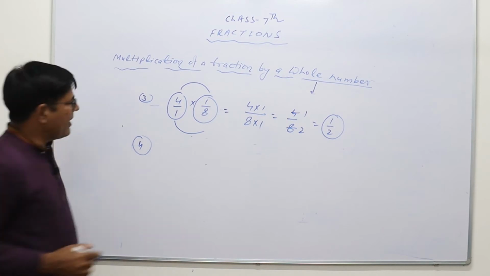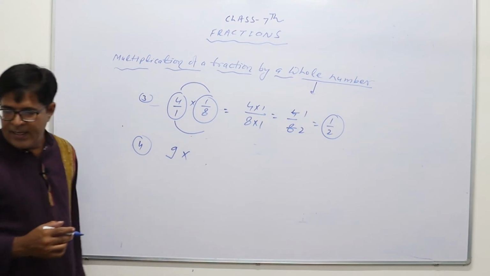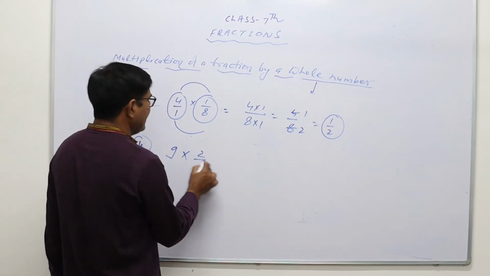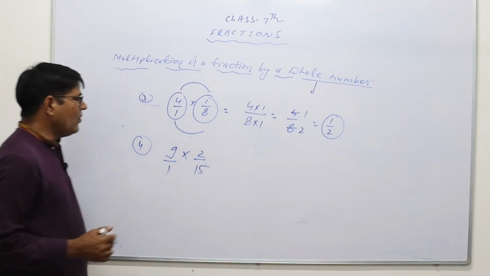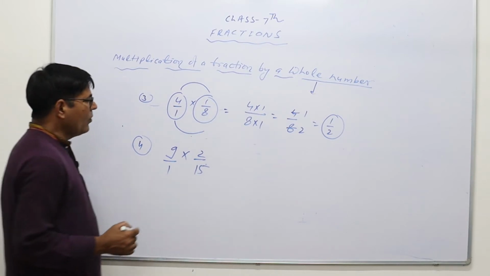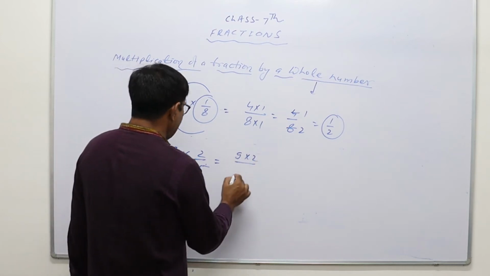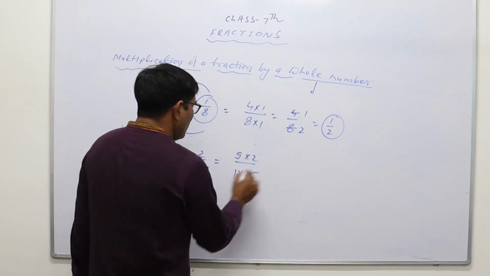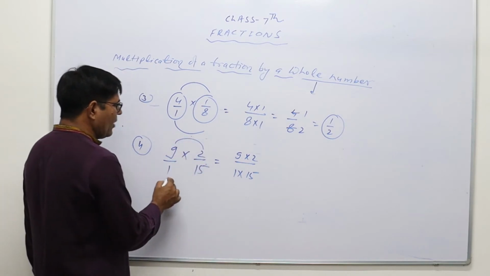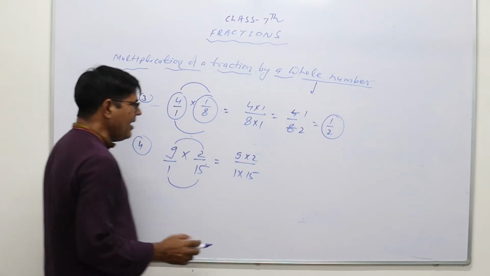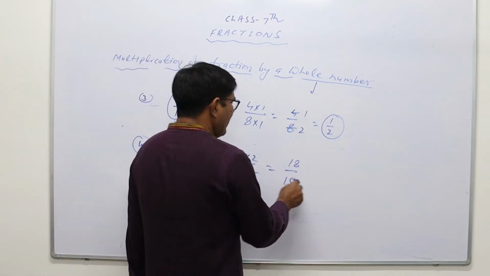So let us take one more example. Let us suppose we have to multiply 9 by 2 upon 15. Then how will we multiply? First we will write this 9 in fraction form. Now you can multiply the numerator 9 into 2 and the denominator 1 into 15. So it will be equal to 18 upon 15.